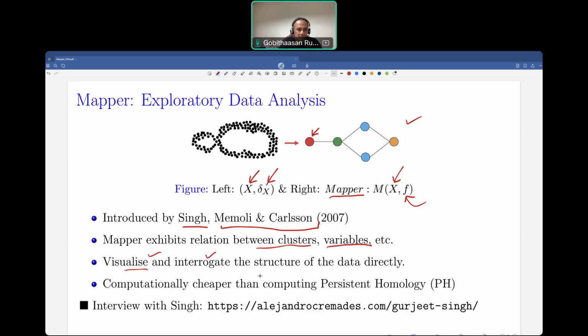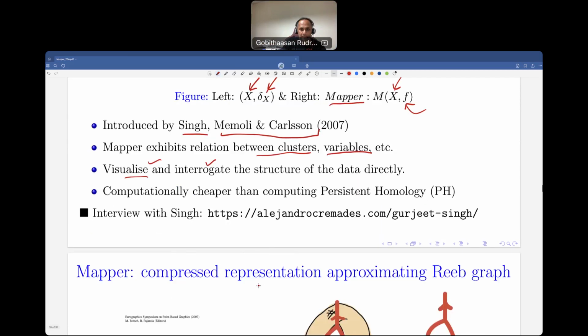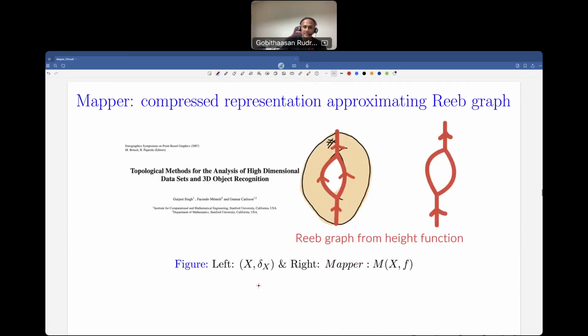Okay. And then it is computationally cheaper as compared to persistent homology, which we are going to look at later. So the story of Mapper is actually, it's a compressed representation approximating the Reeb graph. This is his original publication when he was doing his PhD. So, a Reeb graph from a height function.